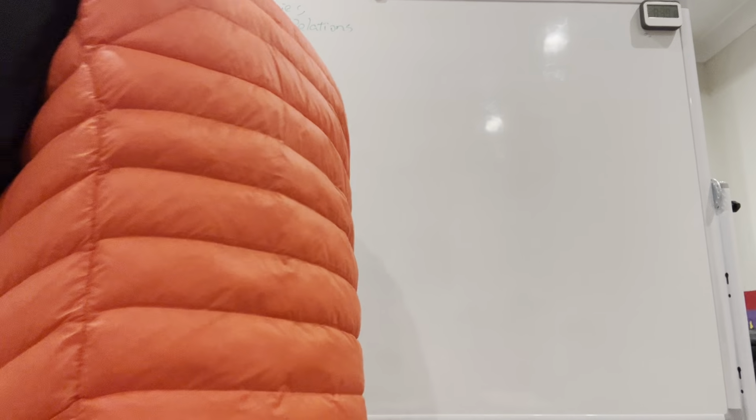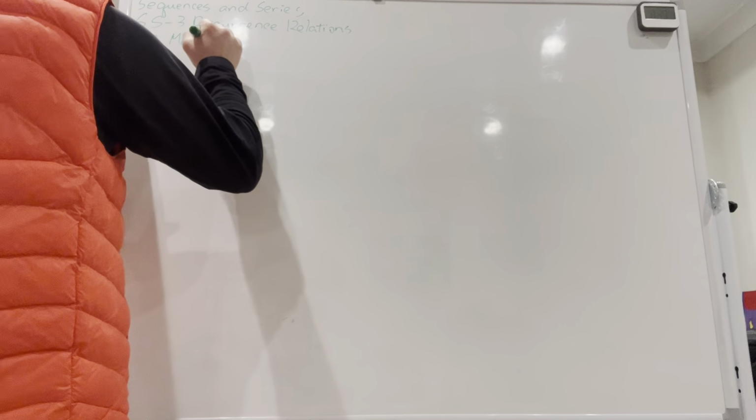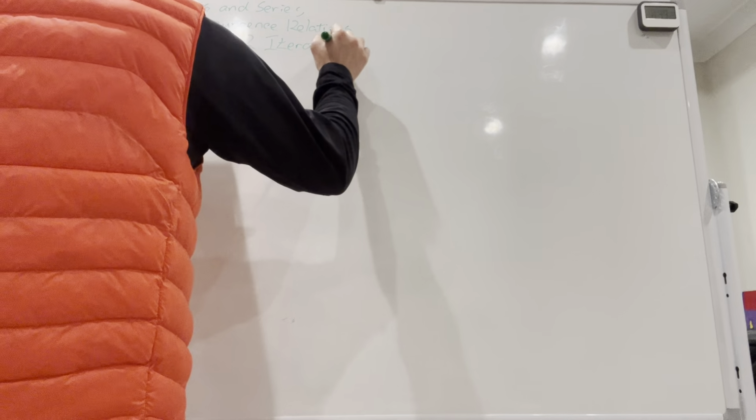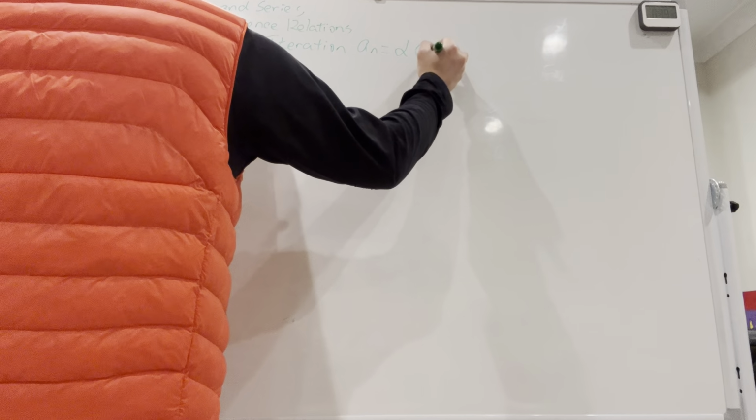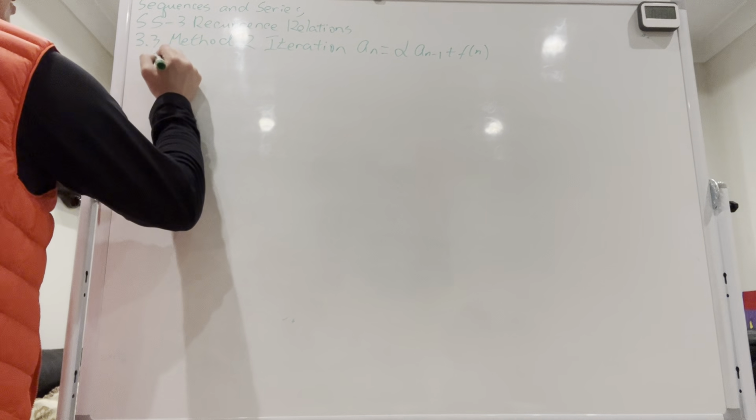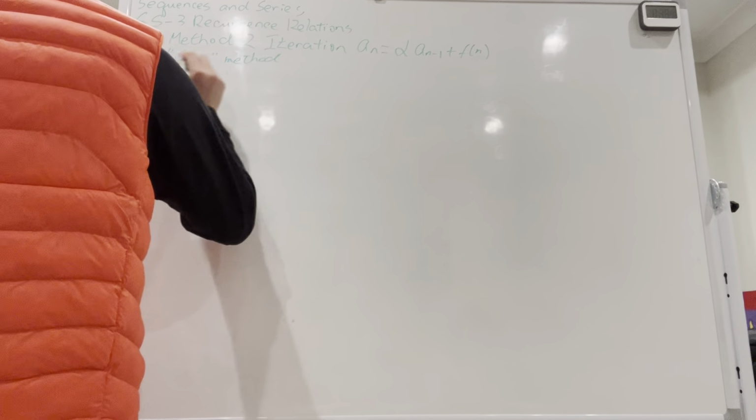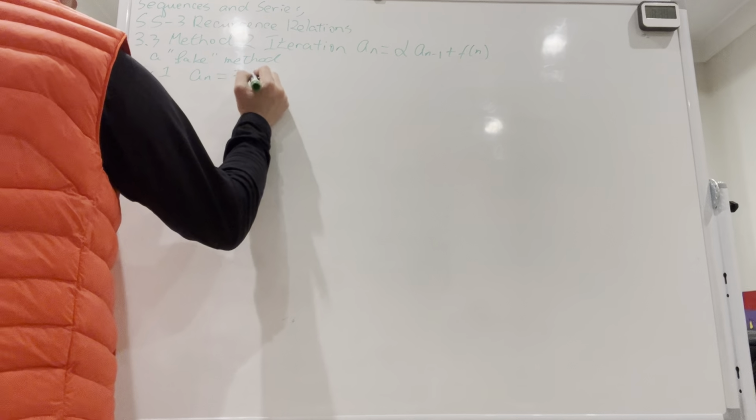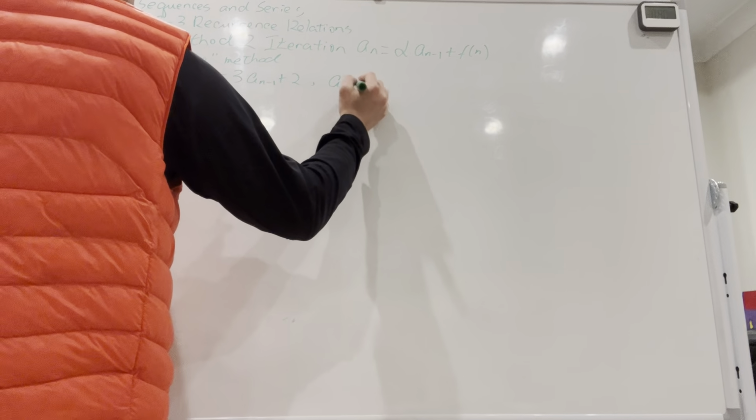Okay, method 2. It's called iteration. Now a_n is some number alpha times a_(n-1), plus a function f of n. And let me just remind everyone, this is a fake method. I'll give an example, and after that we'll break. The example goes something like this. a_n is equal to 3 times the previous term, plus 2. And the first term is equal to 1.